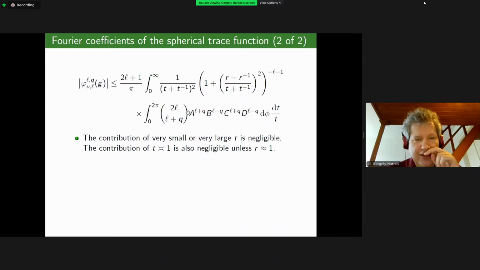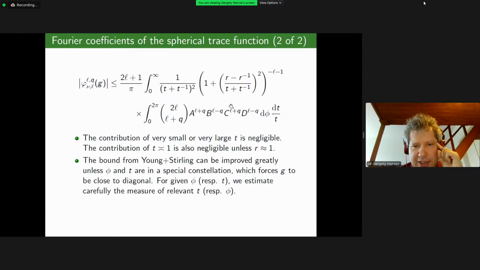And we find that the contribution of very small t or very large t is negligible, because then this factor is very small. If t is not too small and not too large, so that this denominator here is sizable, not too close to 0, then because of the negative nth power, the contribution of the second factor is negligible unless r is very close to 1, or is the middle Cartan coordinate.